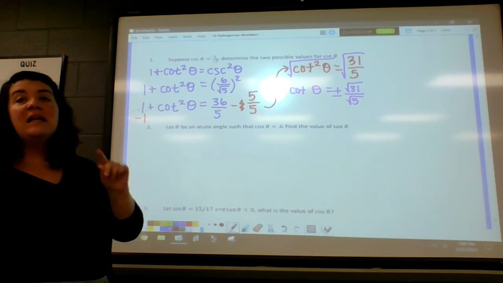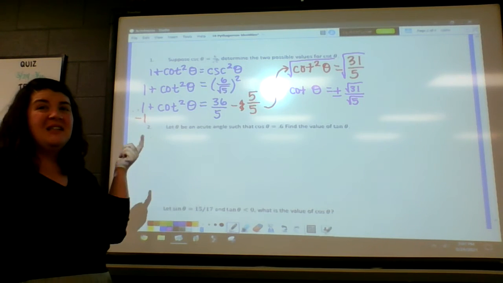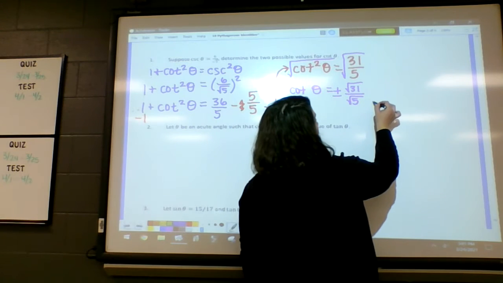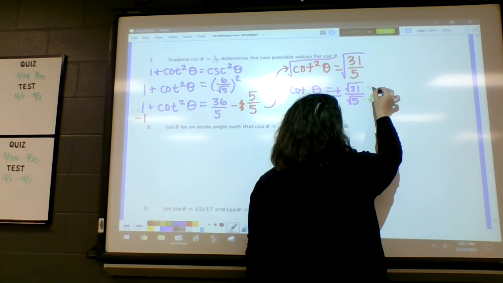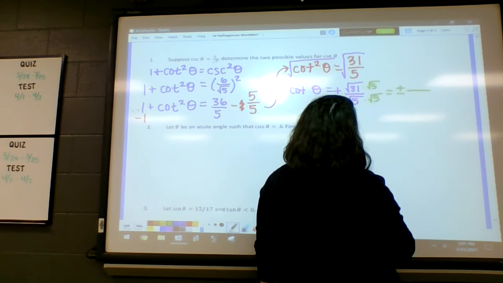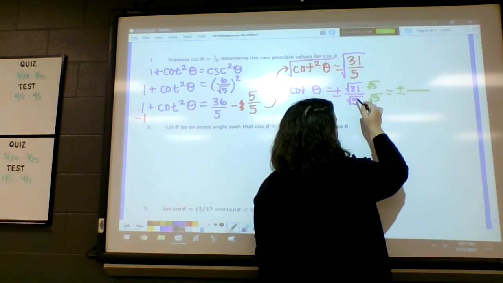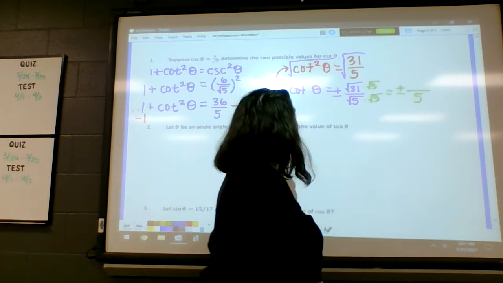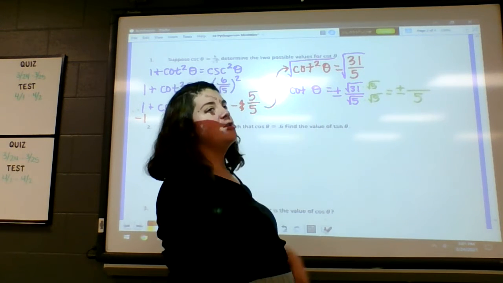Now, technically, one last thing, you should rationalize this, right? Yeah, we should. So you would times by the square root of 5, and times by the square root of 5. So we would say plus or minus. The denominator, the square root of 5 times the square root of 5, is just 5. And then on the top, go ahead and multiply those together.